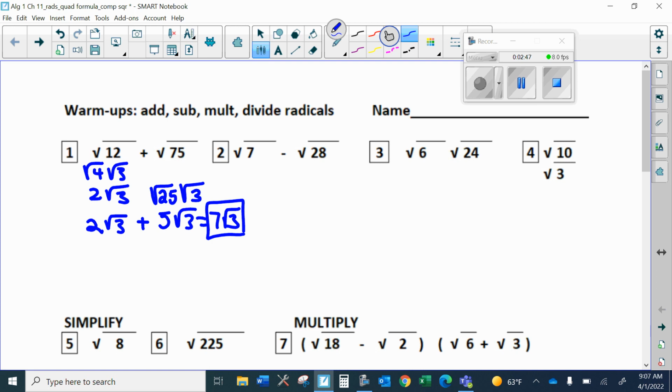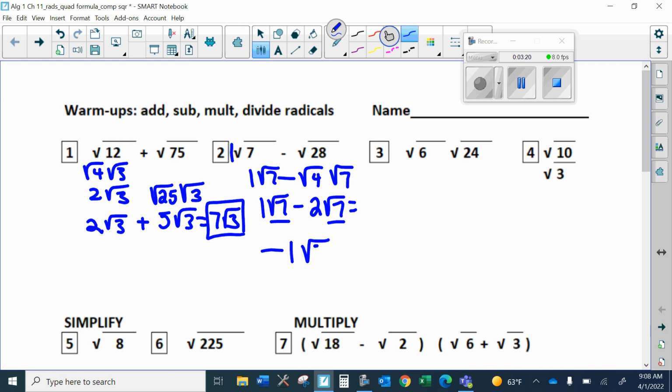So notice root 7 does not simplify, does it? There's no perfect square that goes into 7, so it's done. So that means that's 1 root 7. Don't forget there's a 1 out front. So that means that this must have a root 7 in it if I'm going to be able to add them. And 7 times what is 28? 4. So I have 1 root 7 minus 2 root 7. Now notice I have the same square root, same number underneath the square root. So now I can add the coefficients, or in this case, subtract the coefficients. So 1 minus 2 is negative 1 root 7.